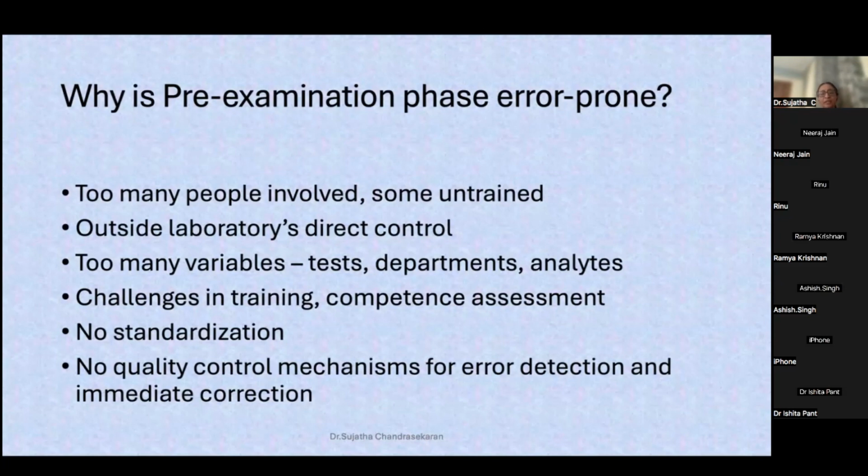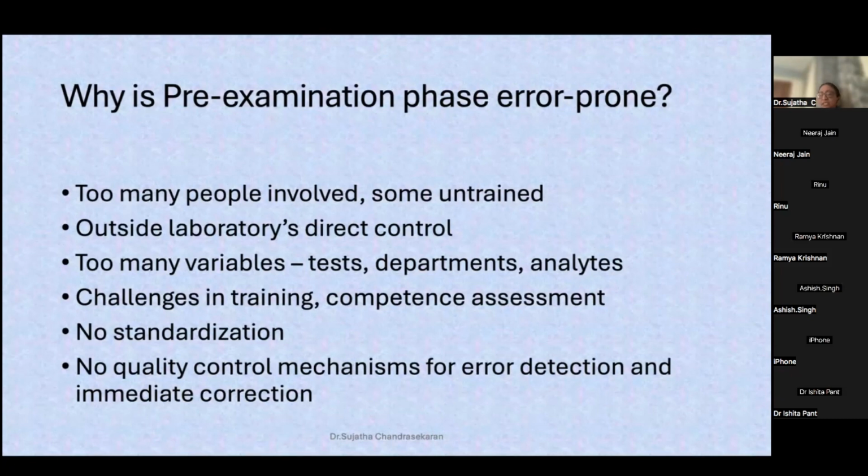Different tests have different requirements, and different departments have different requirements. The chemistry looks at the analyte integrity. Microbiology looks at the pathogens that need to be kept under check without multiplying during the collection and transport, and molecular looks at the stability of the nucleic acids that it's going to work with. So too many variables, and everything has to be addressed in this one pre-examination phase, which is not under the lab's control in most of the cases.